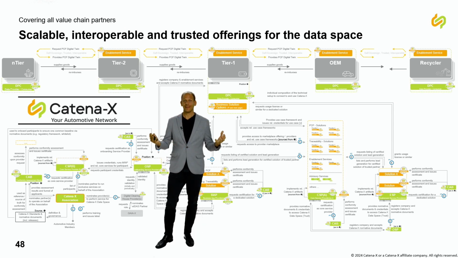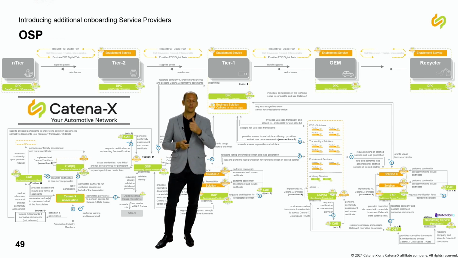And now Oliver and I explained the holistic picture of Catena-X and all the different roles and how everything is connected to each other. There is just one last role missing, the onboarding service provider. But it's always the same process. The onboarding service provider takes the documents, takes the code, develops the service, and then gets, again, certified by our Conformity Assessment Body before they offer the service to the data provider and consumer.